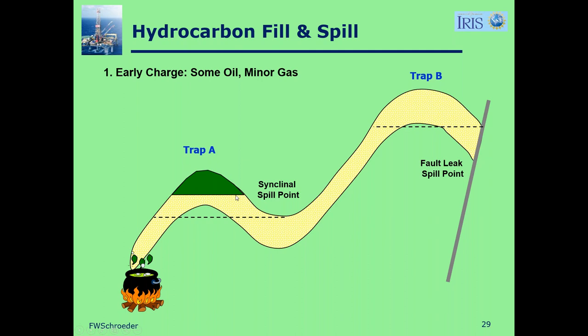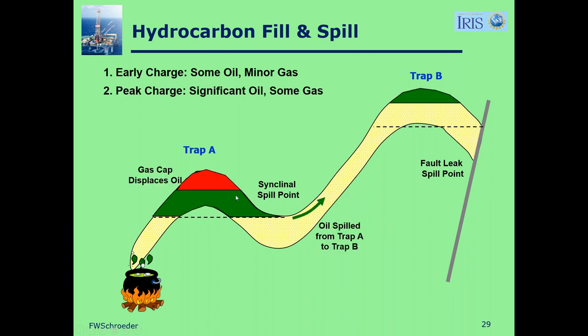If this basin happens to be a little hotter or maybe a little older, maybe my source is generating oil, but it's also starting to generate a significant amount of gas. There might be so much gas that the oil can't dissolve all of it. And so I'll have a free gas cap and then an oil leg, and this oil will have some dissolved gas within it. If the volume of oil and gas exceeds the capacity of trap A, then we'll start to spill hydrocarbons through the synclinal spill point, and we'll start to feed trap B.